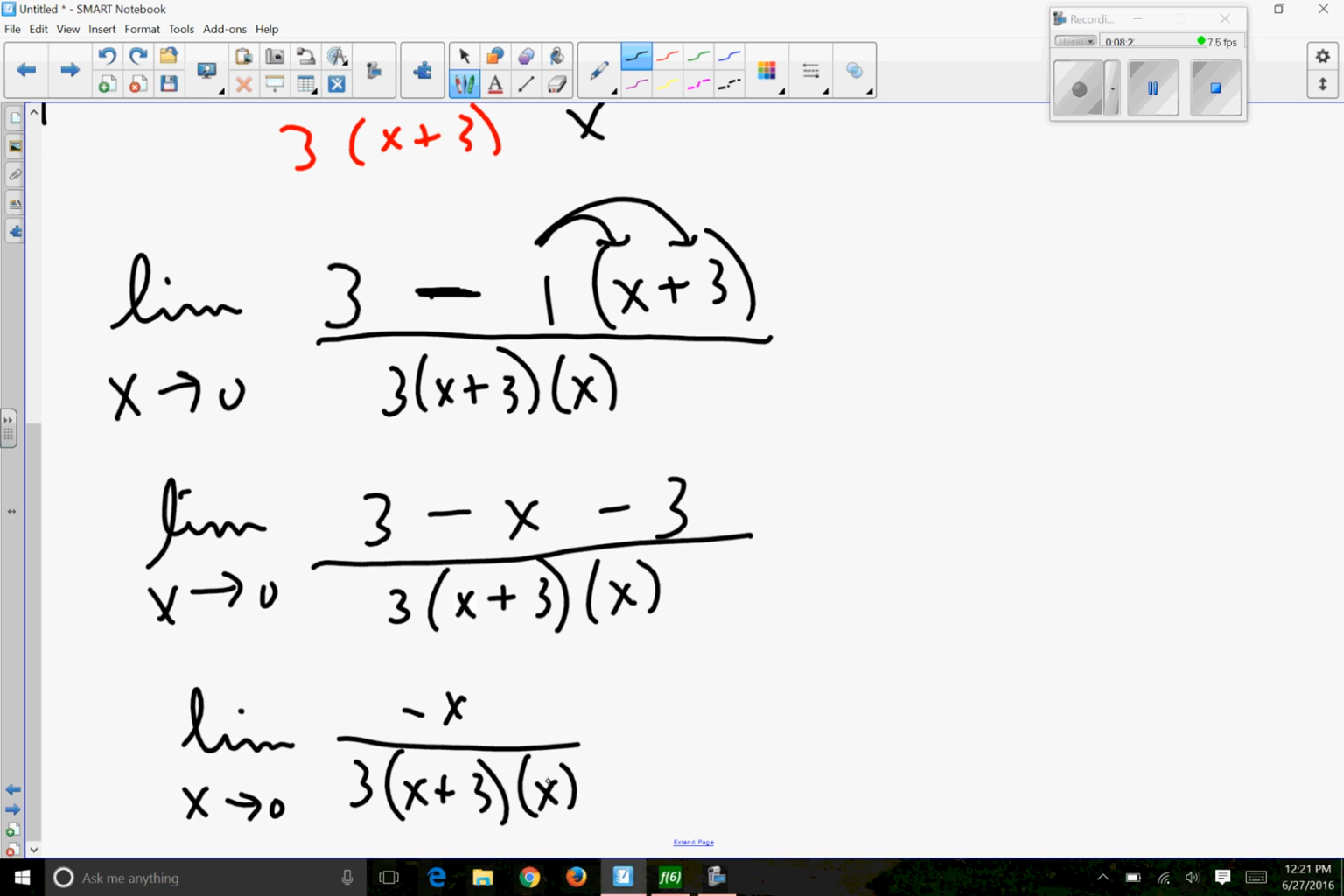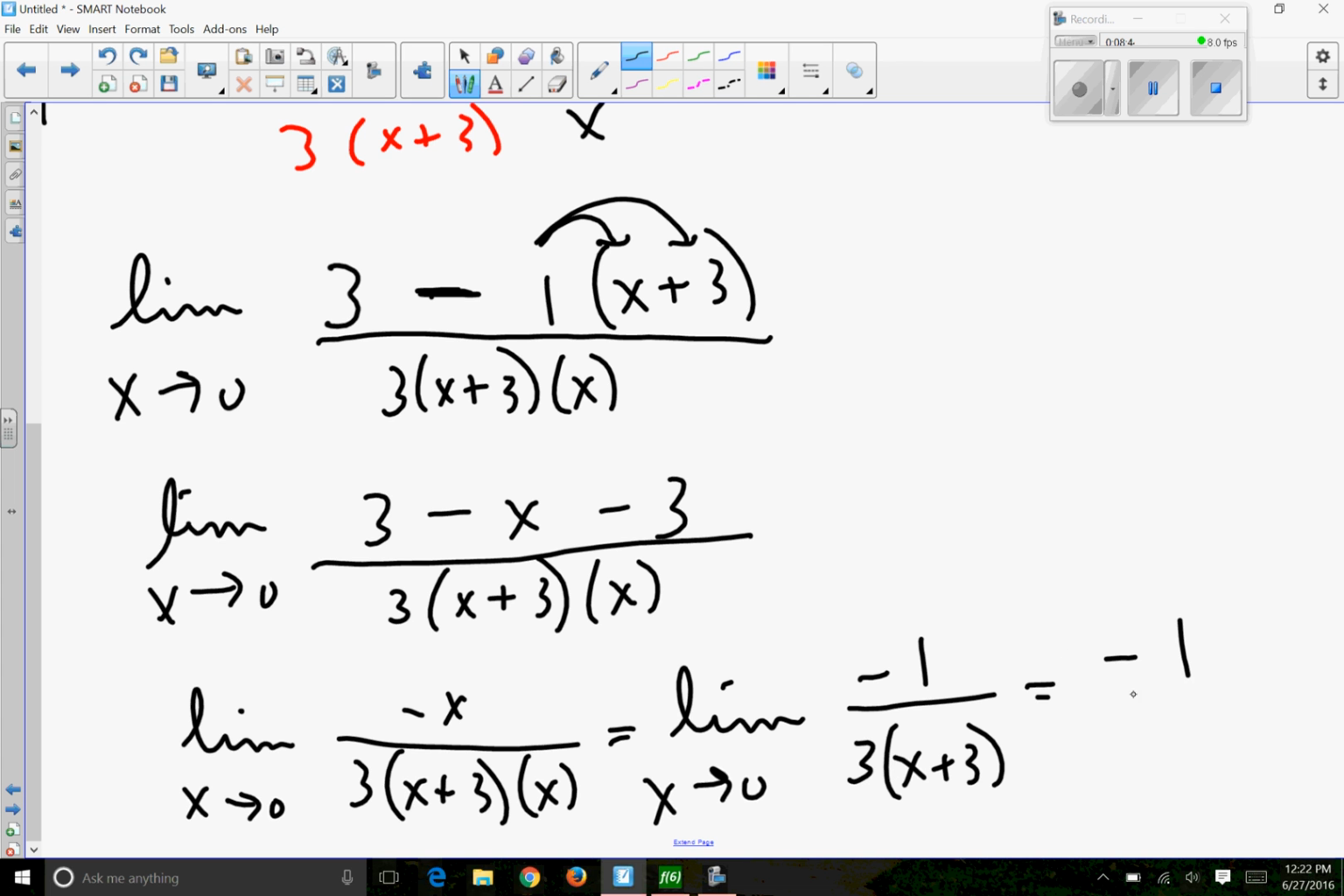The x up here and the x down here cancel. That leaves negative 1 in the numerator and 3 times (x plus 3) in the denominator. Now we can replace x with 0, since this is the limit as x approaches 0. And when we replace x with 0, we get negative 1 over 9. That's it.